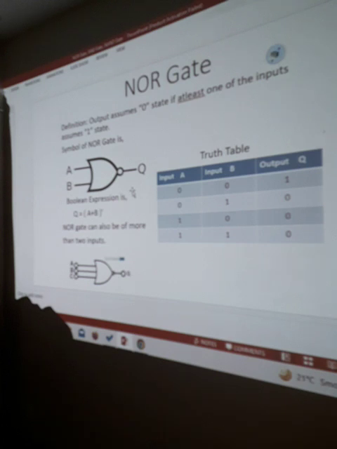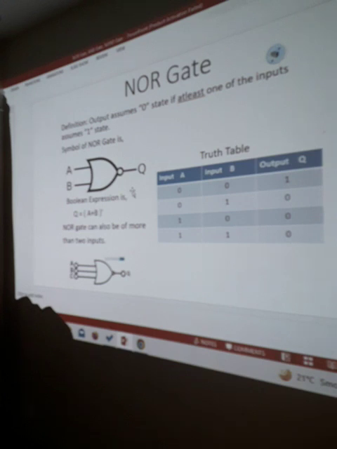And the truth table is also drawn, in which we have two inputs A and B and one output Q. If both the inputs are 0 state, then output is one state. If A input is 0 state, B input is one state, output is 0 state. If A input is one state, B input is 0 state, then again output is 0 state, and if both the inputs are 1 state, output is 0 state.